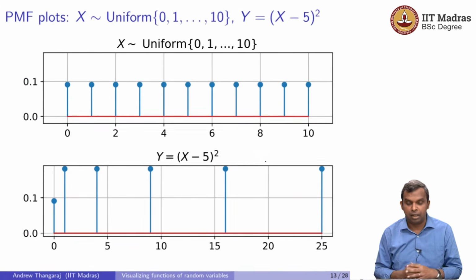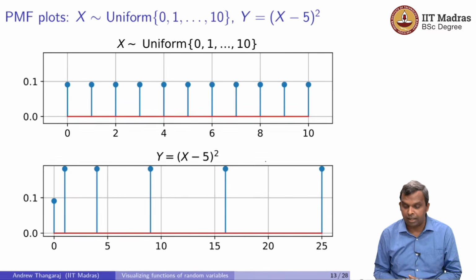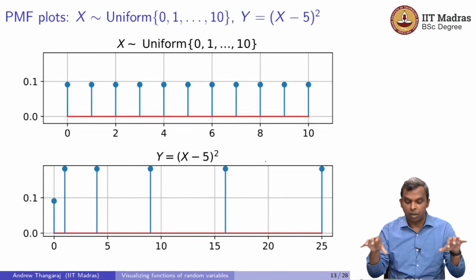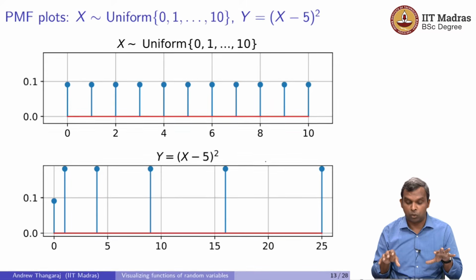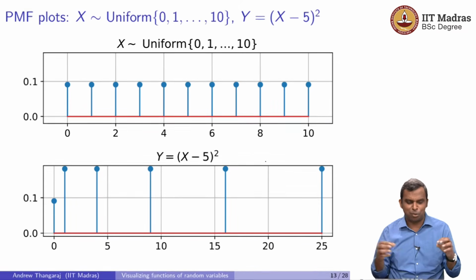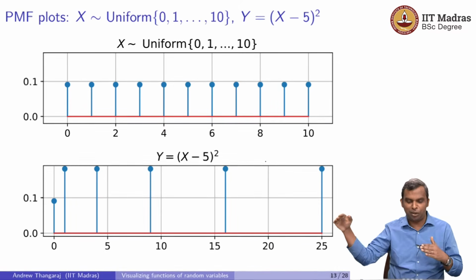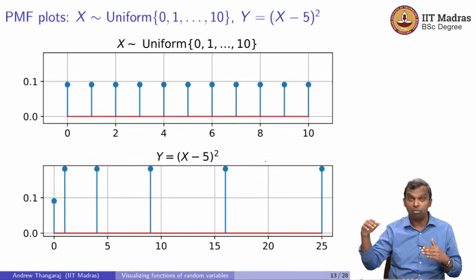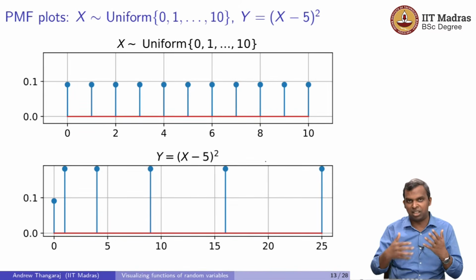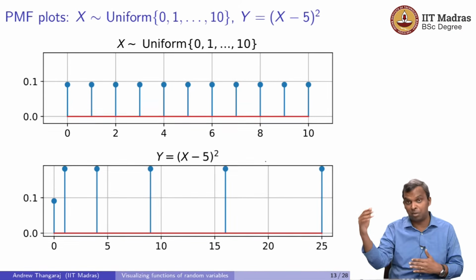Here's a picture just to illustrate what is going on. X is uniform from 0 to 10, it was just flat at 1 by 11. Notice what happened when I did (x minus 5) whole squared. A lot of things changed. First of all, it has different probabilities now. Notice how these many-to-one functions change your PMF, the values of the PMF have changed.